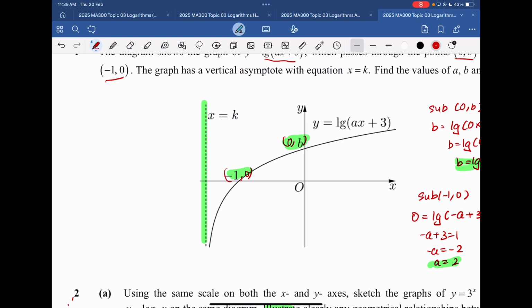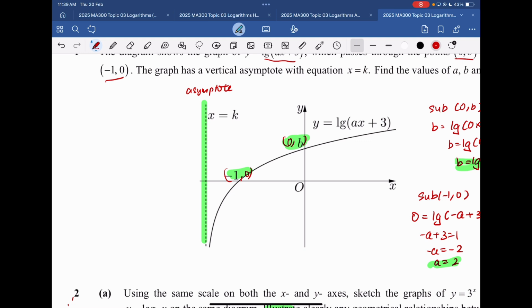Right, x equals k. We call this the asymptote. I just want to bring to your attention, initially, when we have a log graph, the log graph looks something like that. This is y equals log x. This is (1, 0). What is the asymptote here? The asymptote is x equals 0.